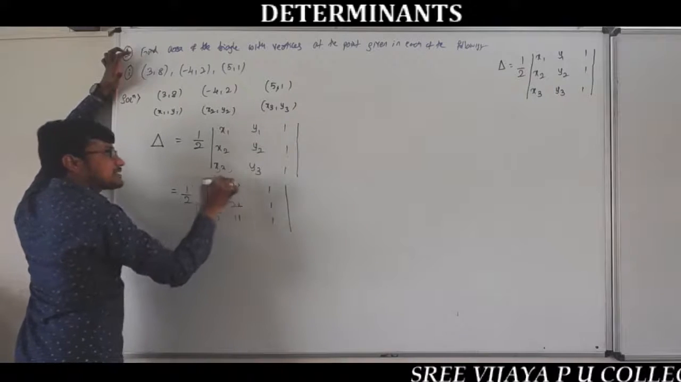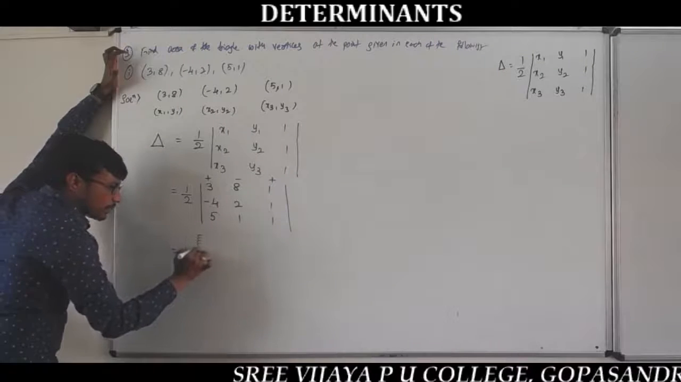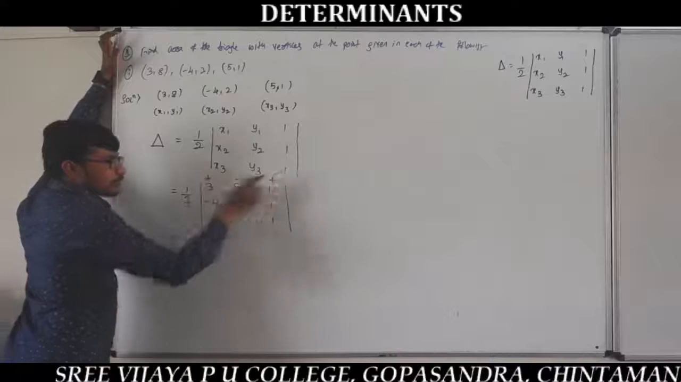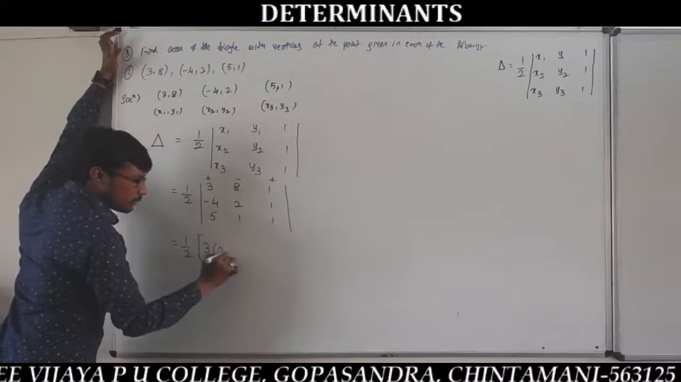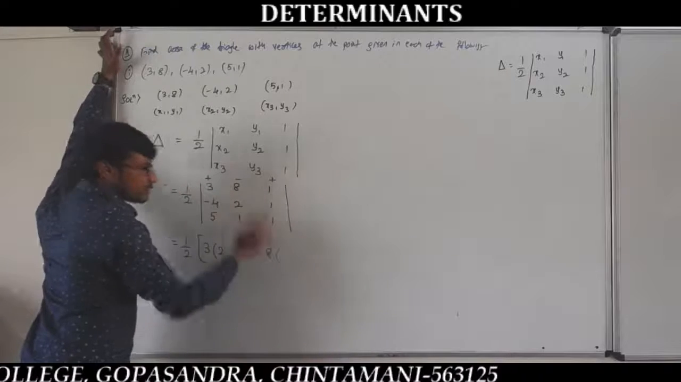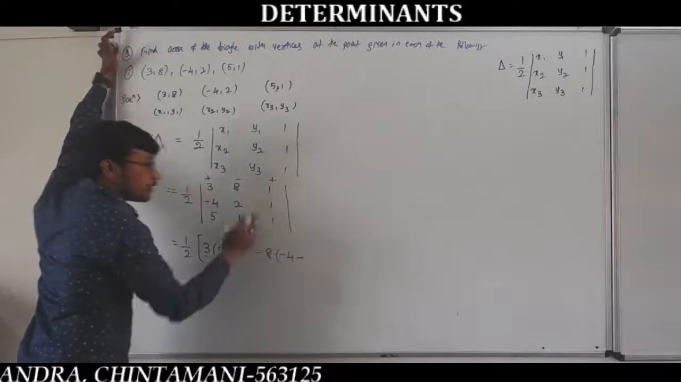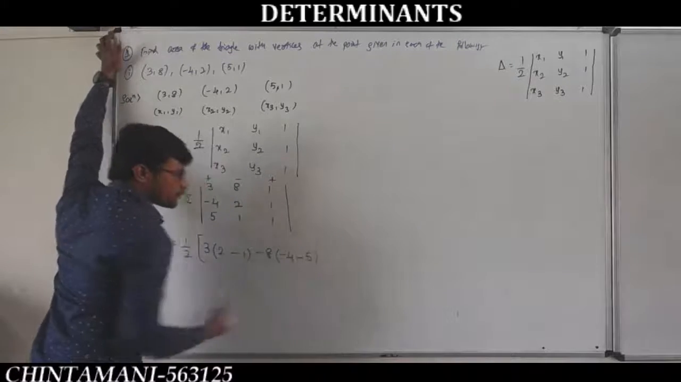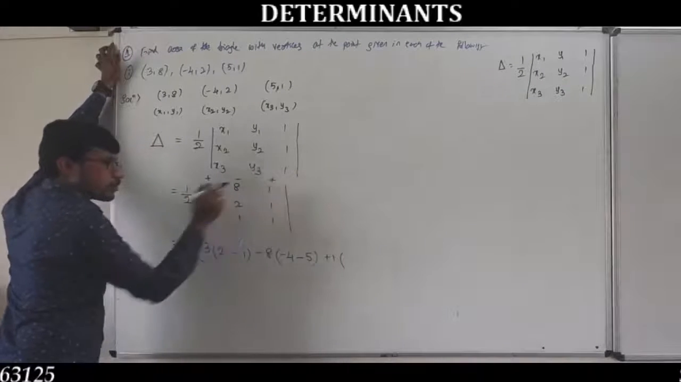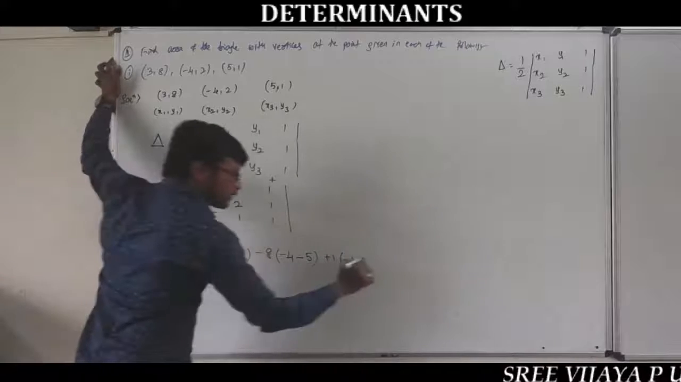Okay, so plus, minus, plus. You already know how to find the determinant, right? 1 by 2 times: for 3, first row first column, 2 into 1 is 2, minus 1 into 1 is 1. For the second element, minus 8, first row second column: minus 4 into 1 is minus 4, minus 1 into 5 is 5. For the third element, plus 1, first row third column: minus 4 into 1 is minus 4, minus 5 is 10.